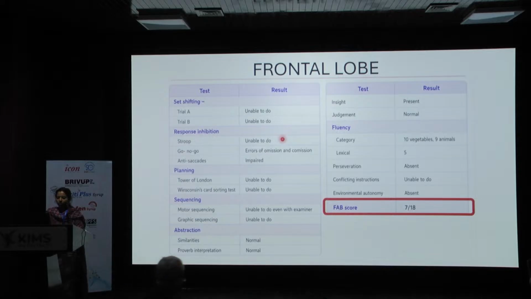She was unable to do set shifting, response inhibition, planning and sequencing. However, on abstraction, she was able to interpret similarities and proverbs. Her insight and judgment are preserved. And her FAB score was 7/18. So a few contributions were made by her reduced attention as well as her visual impairments.